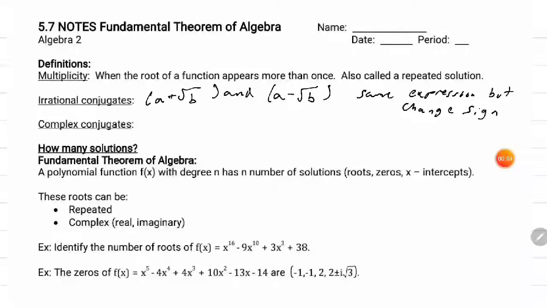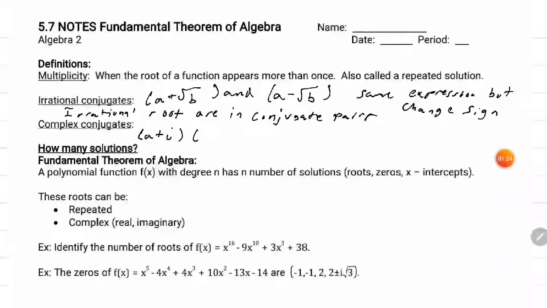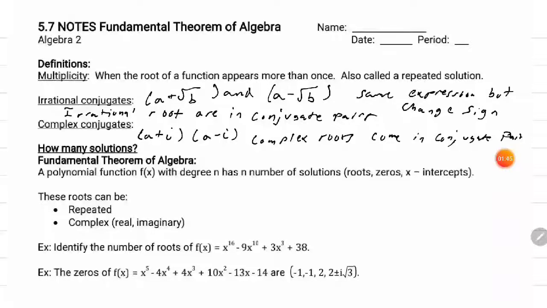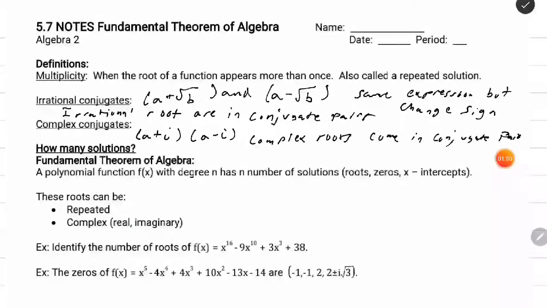And then we have irrational conjugates, so that's in the form a plus square root of b and a minus square root of b. They're the same expression, but they change the sign. Instead of adding, we're subtracting. They're always in pairs. Complex conjugates are in the form a plus bi, a minus bi, complex roots.